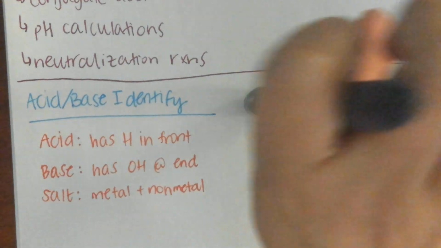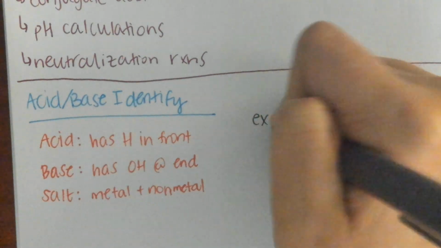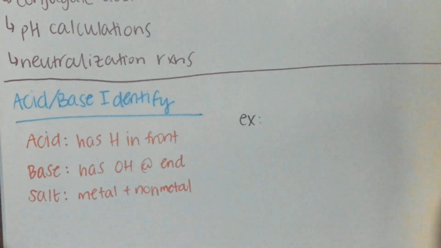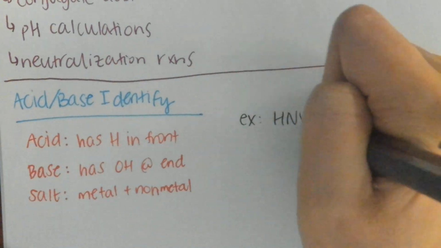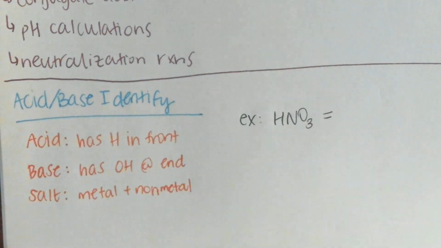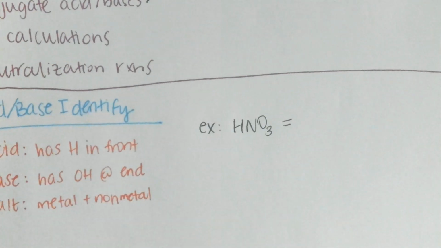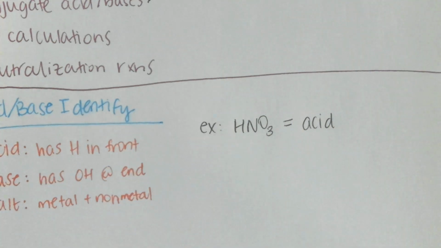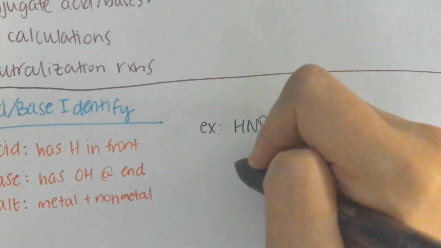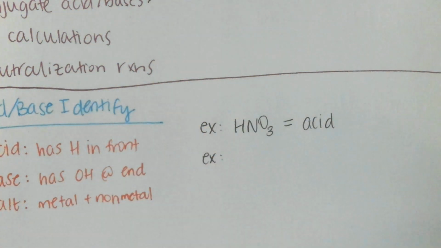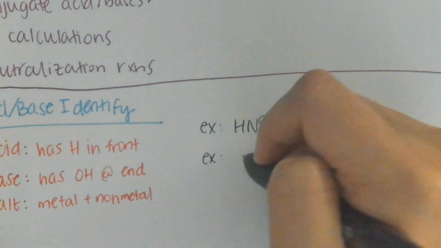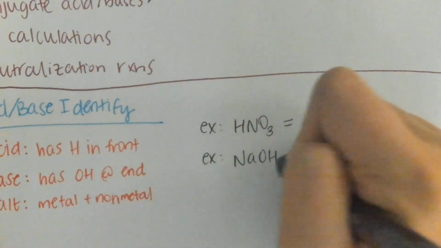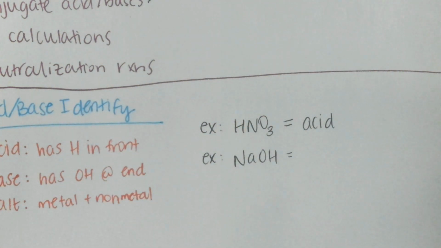So, for example, if I give you HNO3, acid, base, or salt? Acid. So you'd write acid or you write A for acid. What if I give you NaOH? Base.